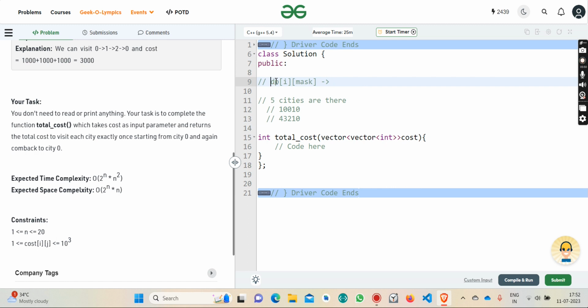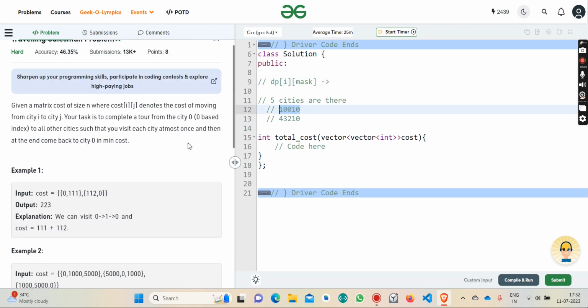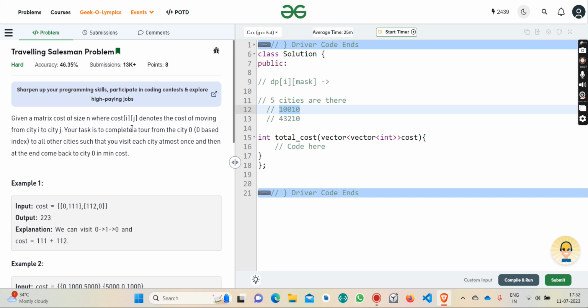dp of I comma mask will denote: if I am currently at city I, and this is the state of the visited cities which I have expressed using the mask, then what will be the minimum cost to complete the tour, that is, to complete the tour from city 0 and after all the traversal return to city 0. So what will be the minimum cost? Okay, let me write it.